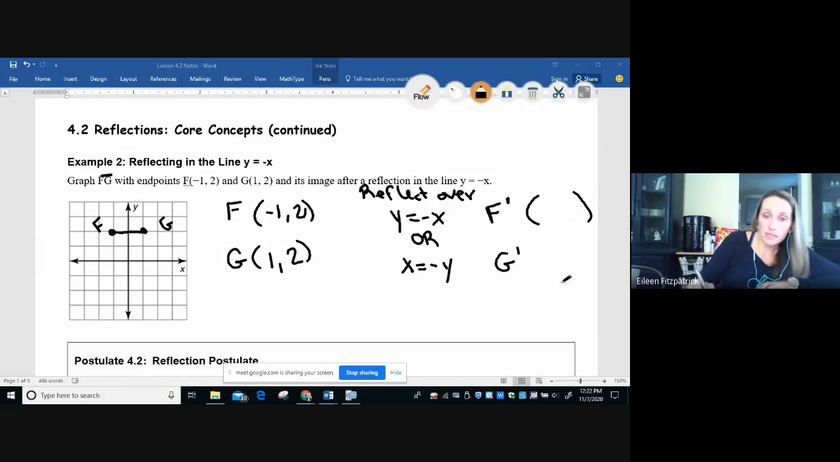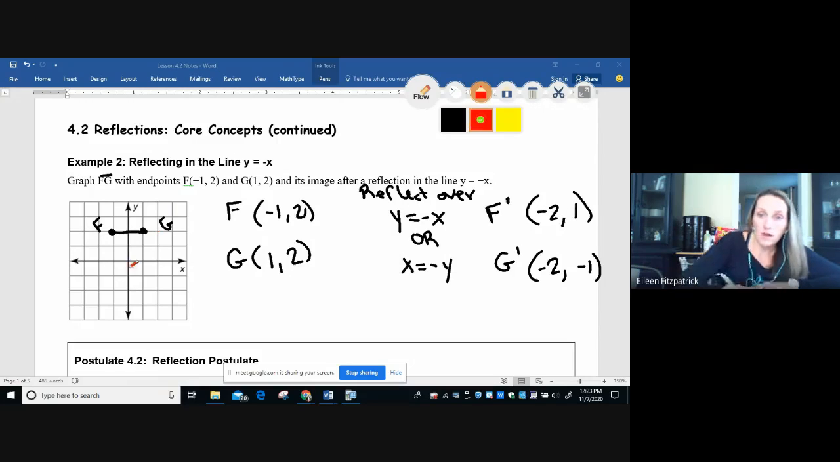So the opposite of y is -2. I'll do G first. And then your new y is the opposite of x. So the opposite of x is -1. So I flip them and change their signs. So if I flip and change the signs here, it's going to be (-2, 1). Okay, so I'll plot those in red. I have (-2, 1). That's F prime. And I have (-2, -1). That is G prime.